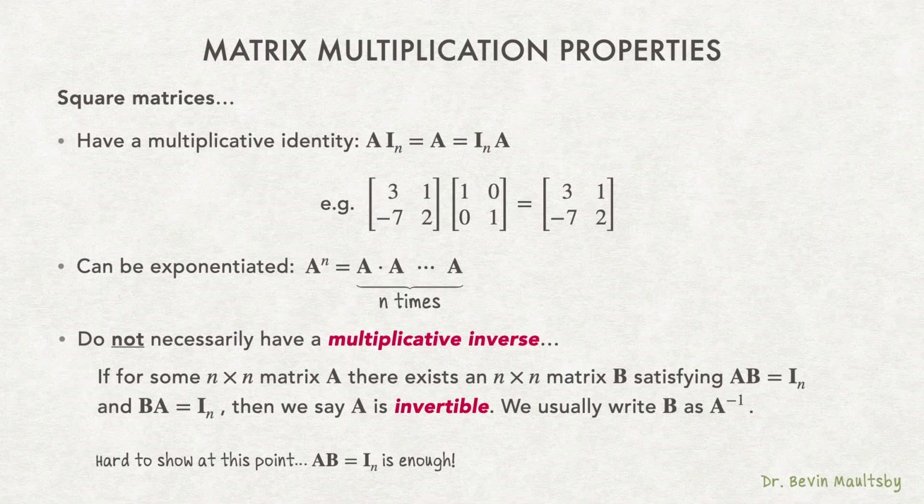Square matrices do not necessarily have a partner like that, but sometimes they do, and when they do, we say the matrix is invertible. So formally, if for some square n by n matrix A, there exists an n by n matrix B, so that A times B is the identity matrix and B times A is the identity matrix, then we say that A is invertible, and we would normally name this matrix B as A inverse.